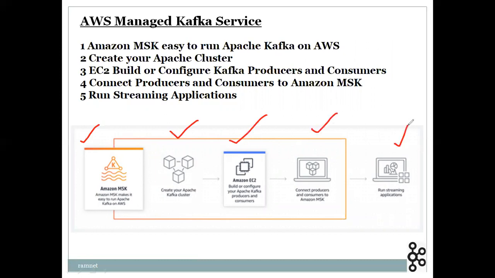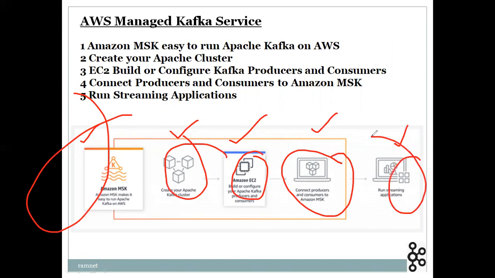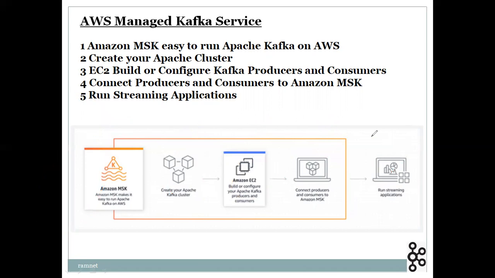How do we use Amazon MSK? Amazon MSK makes it easy to run Apache Kafka. This is the first step: create your own Apache Kafka cluster, and it is easy to build and configure the producers and consumers. Connect producers and consumers to Amazon MSK and run the streaming applications. So it is more automated when you go to Amazon or any other public cloud.